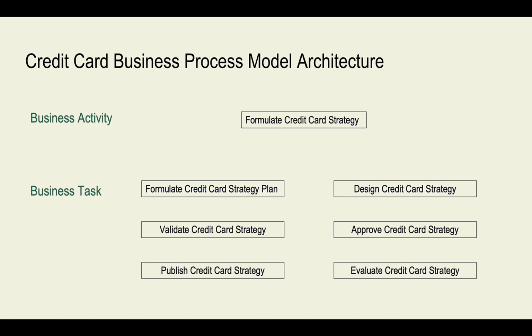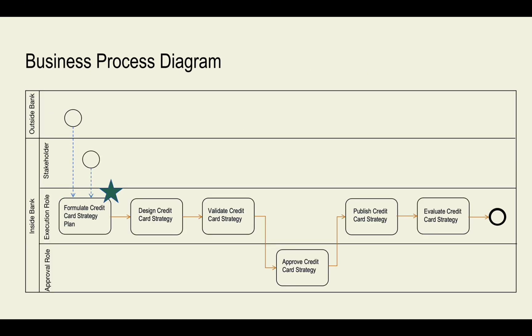Formulate credit card strategy includes the following tasks: formulate credit card strategy plan, design credit card strategy, validate credit card strategy, approve credit card strategy, publish credit card strategy, and evaluate credit card strategy. The business process diagram shows the roles responsible for each task, as well as the sequence and relationships between tasks, as shown in the figure.